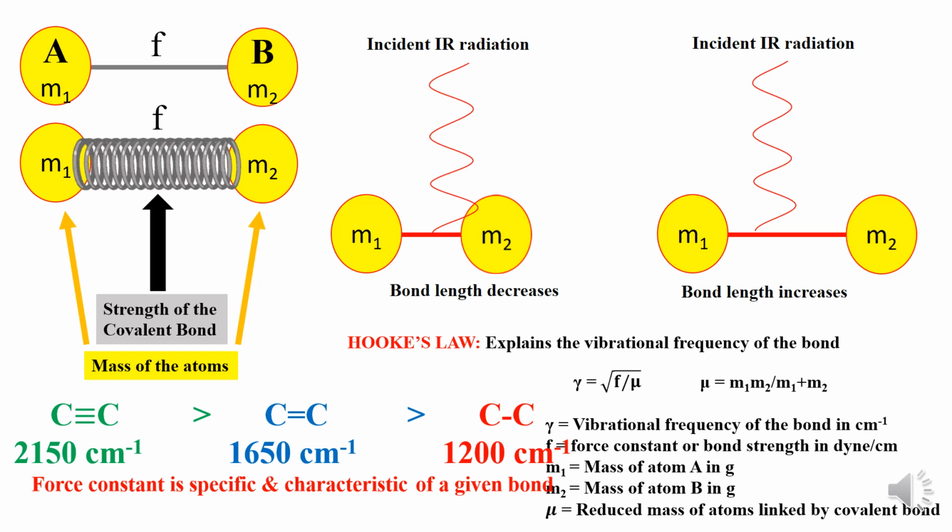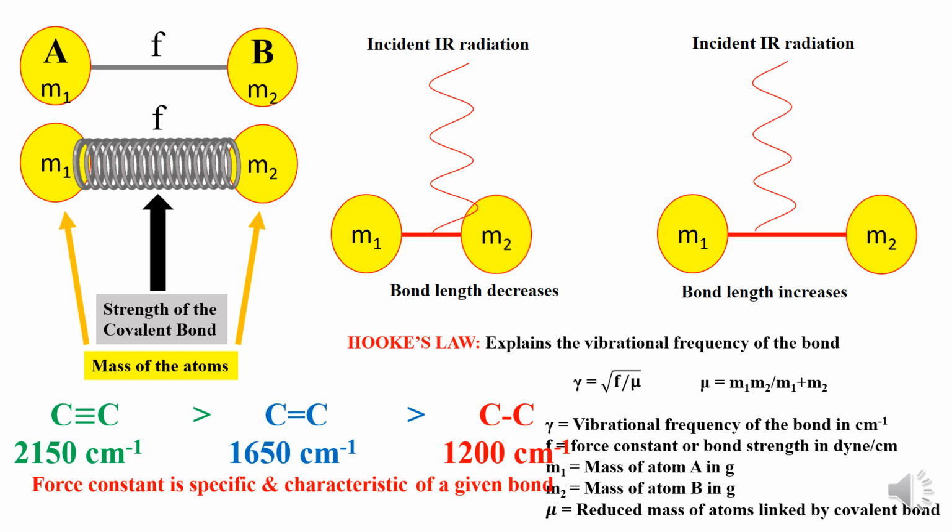Now the force constant is very specific and characteristic for a given bond. So carbon-carbon triple bond is stronger than a carbon-carbon double bond, while the carbon-carbon double bond is much stronger than the carbon-carbon single bond. Like melting point and boiling points are specific for a given organic sample, likewise, force constant is also specific and characteristic for a given bond.